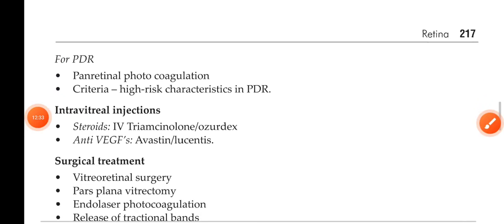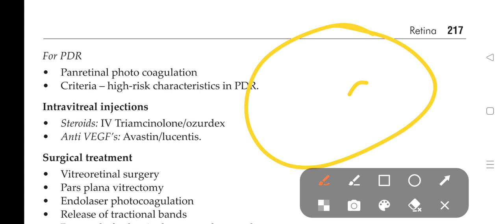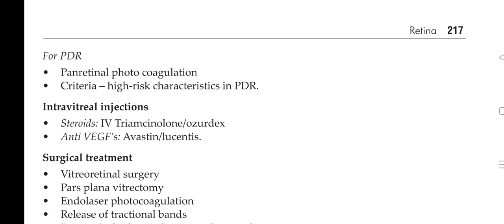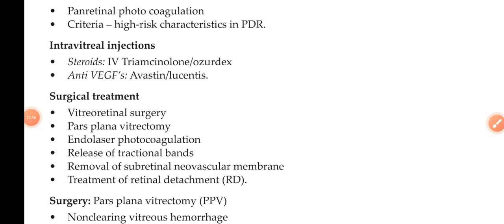Next, for PDR, pan-retinal photocoagulation. We should spare the macula and we should do pan-retinal photocoagulation everywhere. Okay, small dots are given. For high-risk proliferative diabetic retinopathy, intravitreal injection of steroids, that is intravitreal triamcinolone, and anti-VEGF.